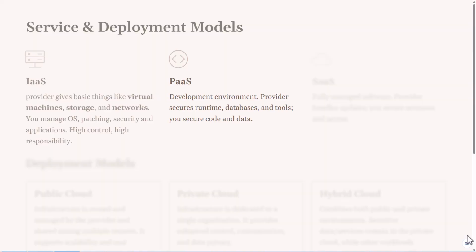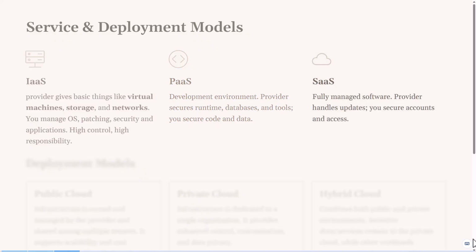Next, we have PaaS, Platform as a Service. In this model, the provider gives us a complete environment to build and run applications. This includes things like runtimes, databases, and development tools. We only focus on our code and our data. This model is very good for developers because it makes building apps easier and faster.